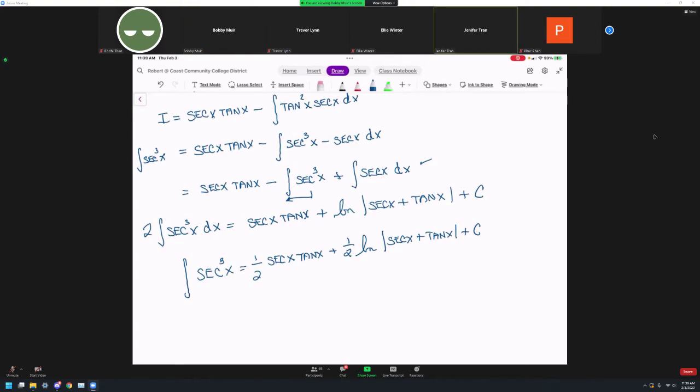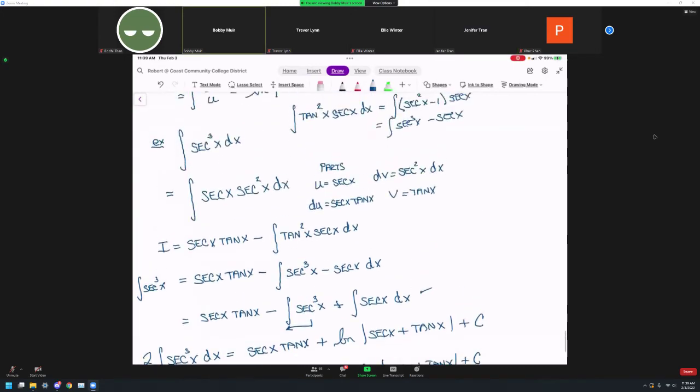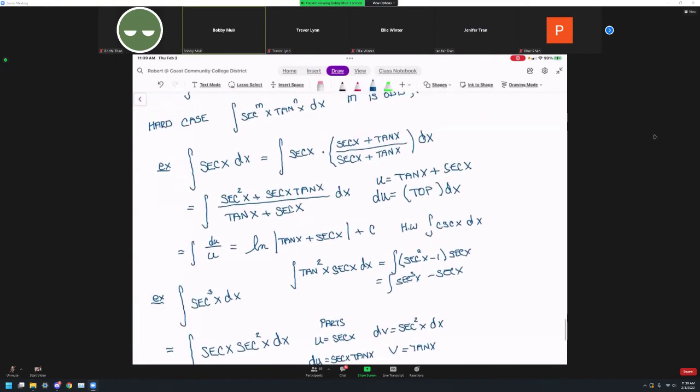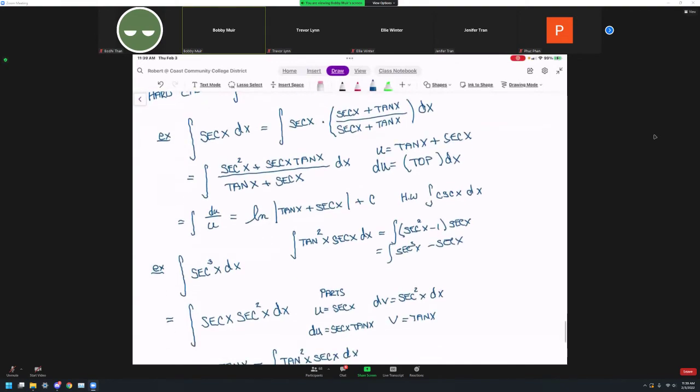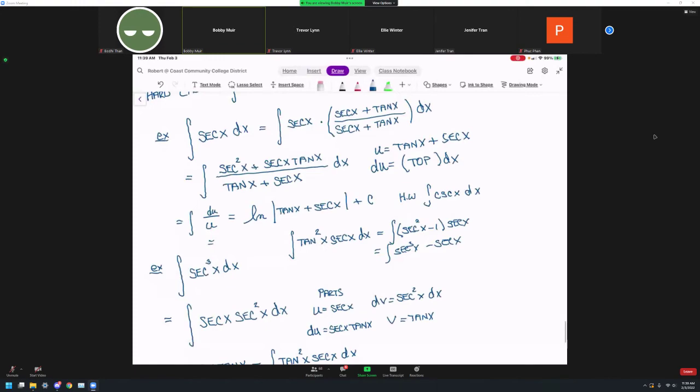Why did that become an absolute value, Professor? Because of what happened way up here when I integrated it. This is equal to the natural log of the absolute value of u. That's the antiderivative. You just need to know that from last semester.